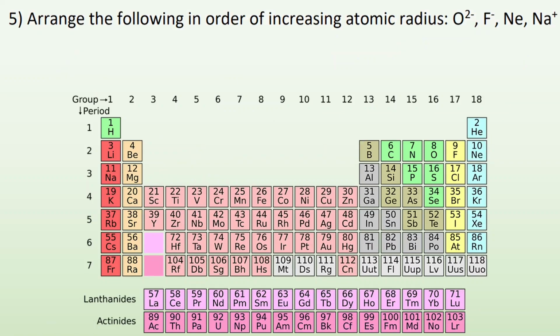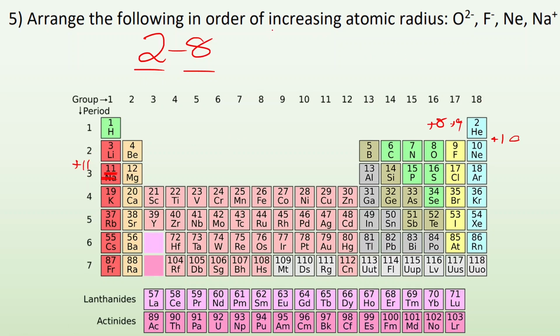5, arrange the following in order of increasing atomic radius. Hey, wait a minute, they're using the same elements as before. So we know that they're all 2-8 from the previous problem. But if we take a look at oxygen, it has a +8 nuclear charge, fluorine has a +9 nuclear charge, neon +10, and sodium is +11, because that's the atomic number. There's 11 protons in there. The nuclear charge is +11. So they have the same electron configuration, but the nucleus has different charges.